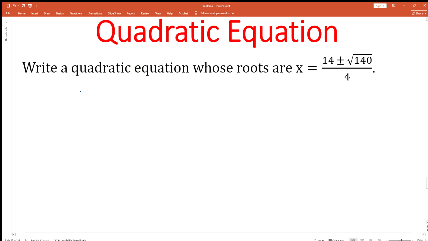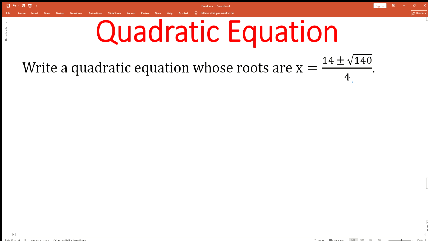In this video, we'll solve a quadratic equation problem. As per the problem, write a quadratic equation whose roots are x equals 14 plus minus square root of 140 over 4. We can write the quadratic equation for the given roots in standard form.